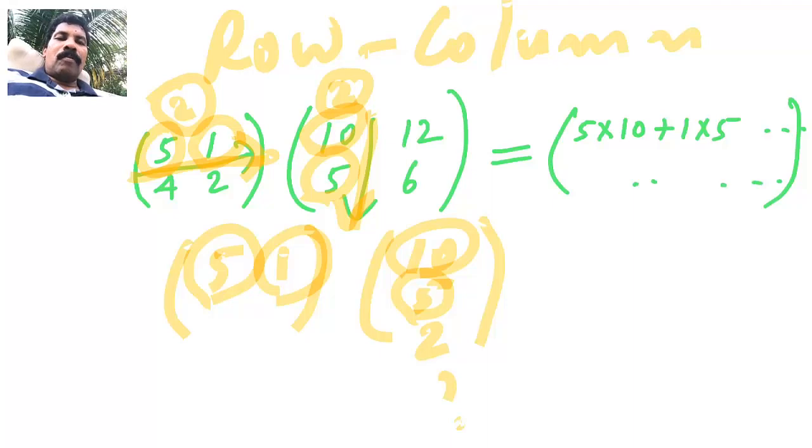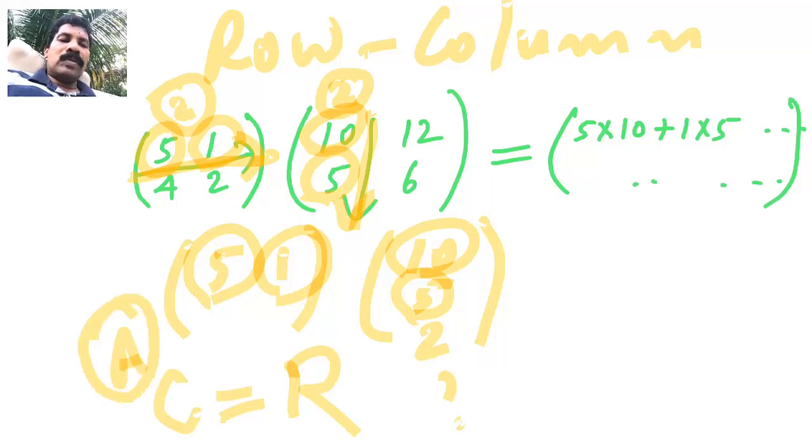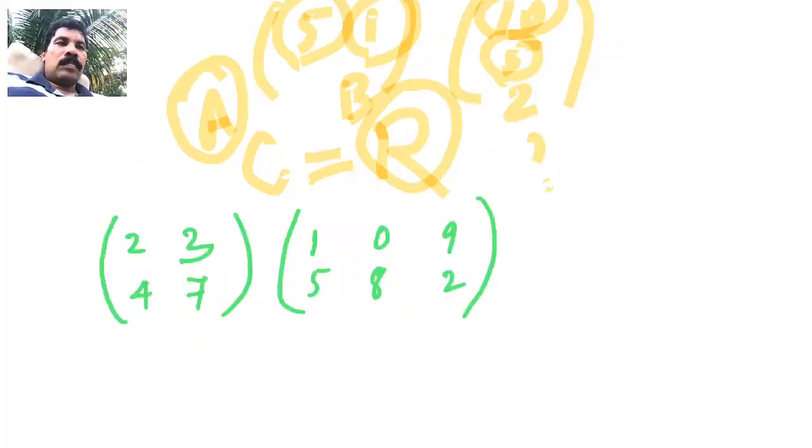Once again, the number of columns in the first matrix should be equal to the number of rows of the second matrix. In capital A the number of columns, and in capital B the number of rows, should be the same. Then only we can multiply the matrices.